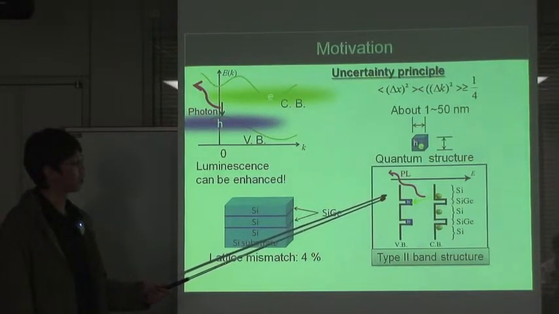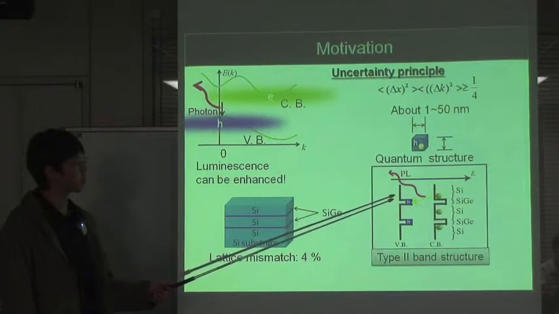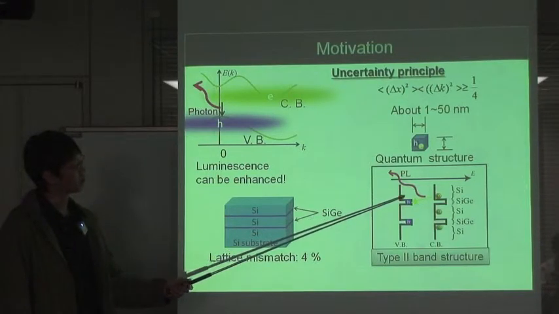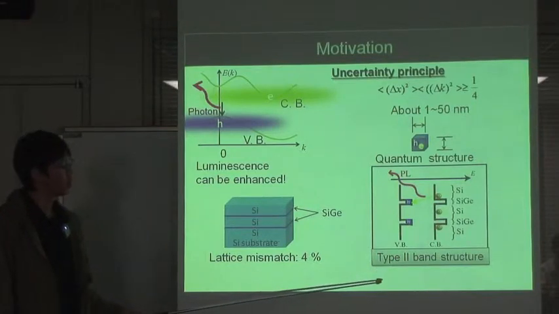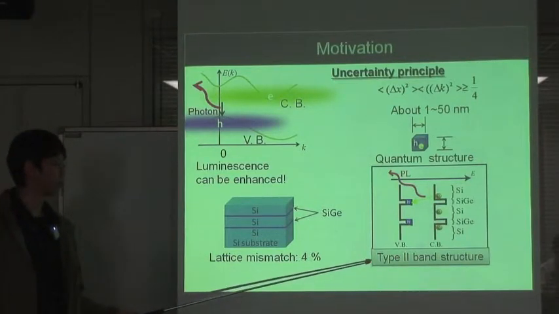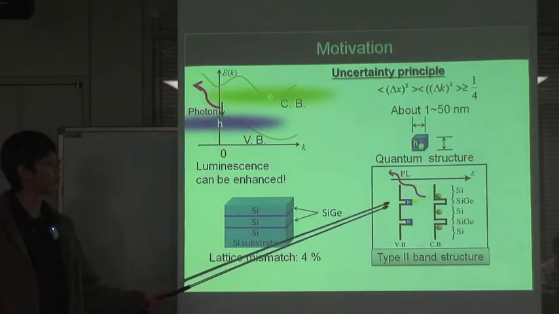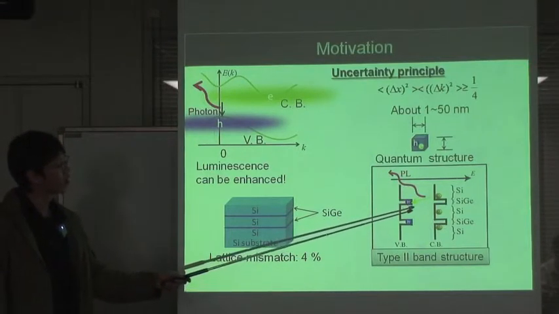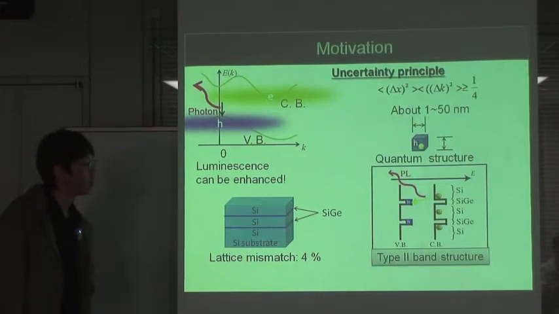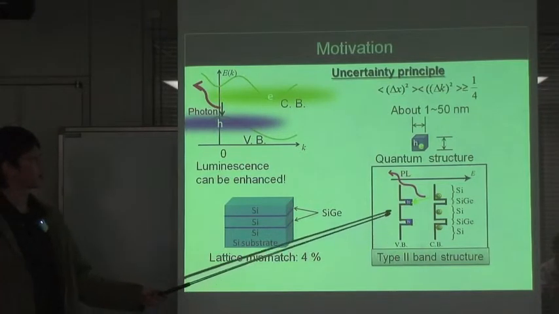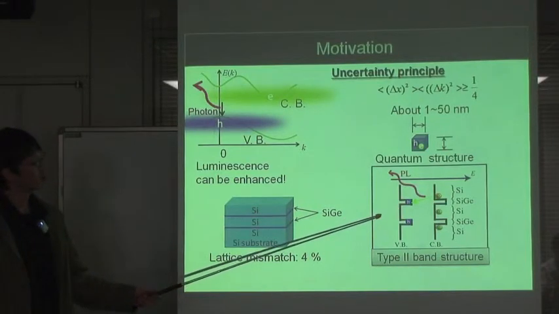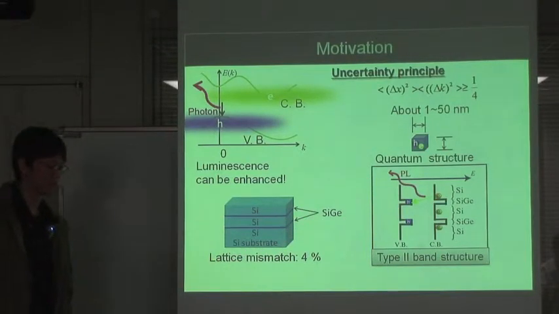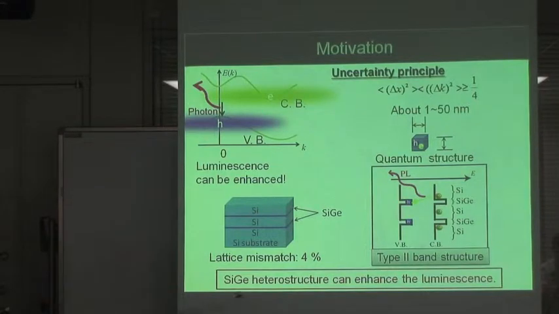the band structure of the silicon germanium silicon quantum well is bent like this, called the type 2 band structure. In this type 2 band structure, holes are trapped in the silicon germanium layers and the electrons are trapped in the silicon layers. Then the localized electrons and holes recombine with radiative photons. Therefore, the silicon germanium heterostructure can enhance the luminescence.